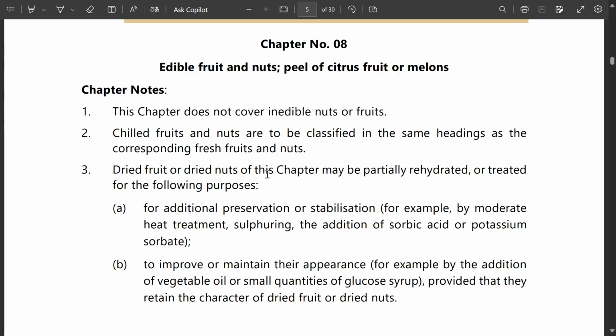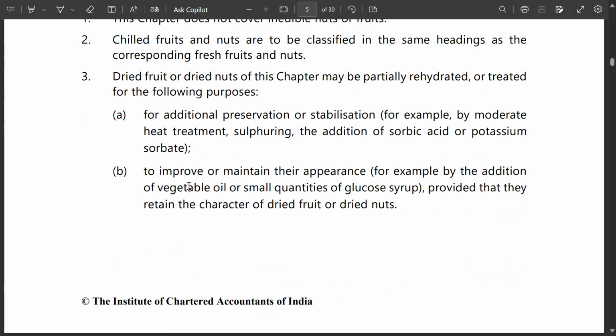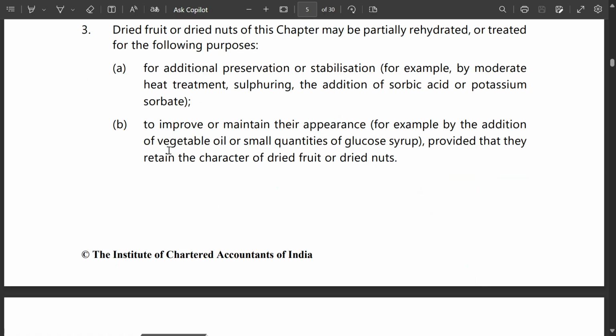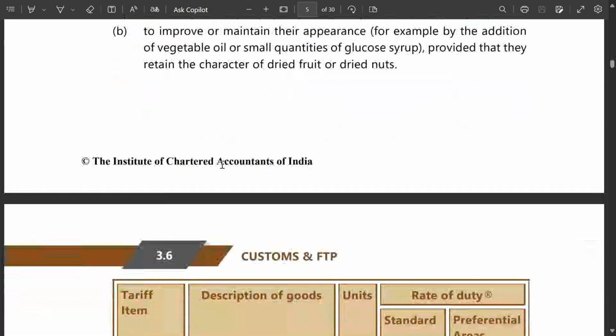Dried fruits and dried nuts of the chapter may be partially rehydrated or treated for the following purposes: for additional preservation or stabilization, for example, moderate heat treatment, sulfuring, or addition of sulfuric acid or potassium sorbate; and to improve or maintain their appearance, for example, addition of vegetable oil or a small quantity of glucose syrup, provided that they retain the character of dried fruits or dried nuts.